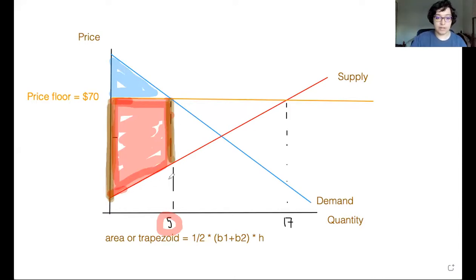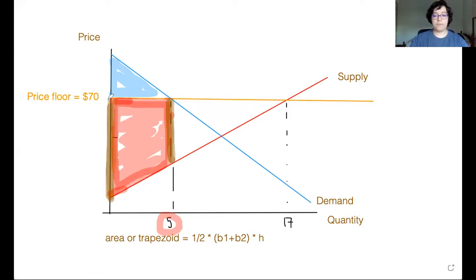So with those being our bases, that means this right along here is going to be our height, and that height is going to be our quantity demanded. So we have our height. Now we need to find our bases.